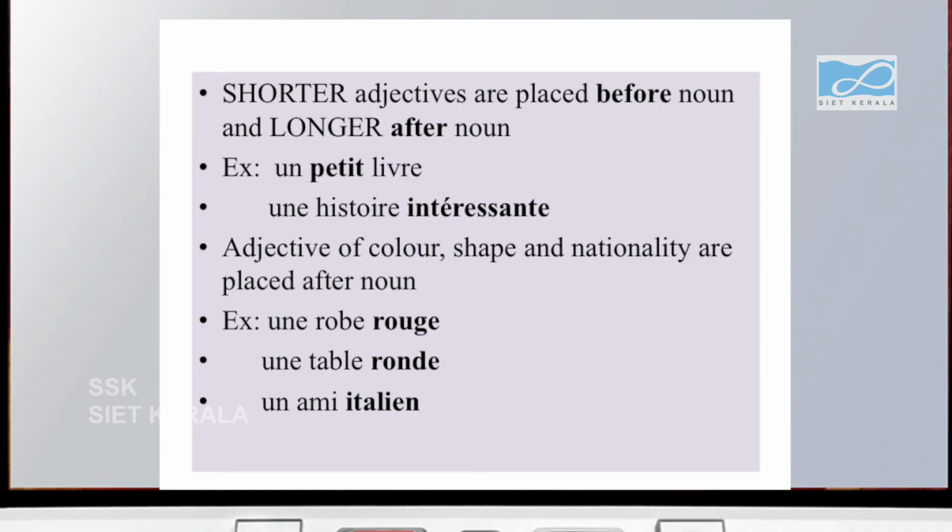Now, if the adjective is shorter, that is also placed before the noun. If the adjective, when you consider the spelling, is a longer word than the noun, it will be written after the noun. So, un petit livre, a small book. Une histoire intéressante, an interesting story. The word intéressante, in spelling, looks bigger than the noun, so it is written after. Adjectives of color, shape, nationality are always placed after the noun.